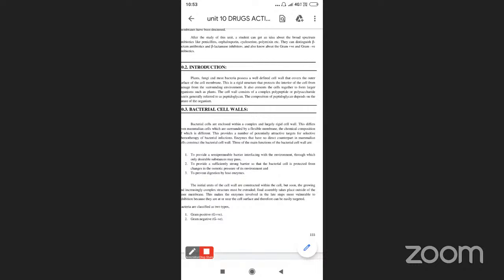So then the temperature changes. All these changes will be monitored by the cell wall. It can monitor all these conditions here, right? So this is also one of the functions of the cell wall. And the third is to prevent digestion by host enzymes.